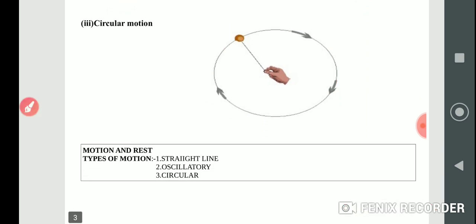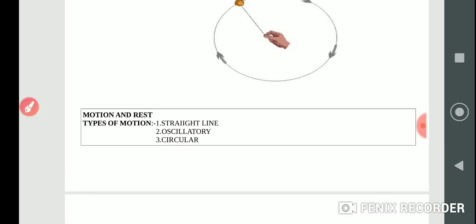So what we discussed in today's class: number one, motion and rest, some basic ideas of motion and rest, and types of motion, three types of motion: straight line, oscillatory and circular motion.